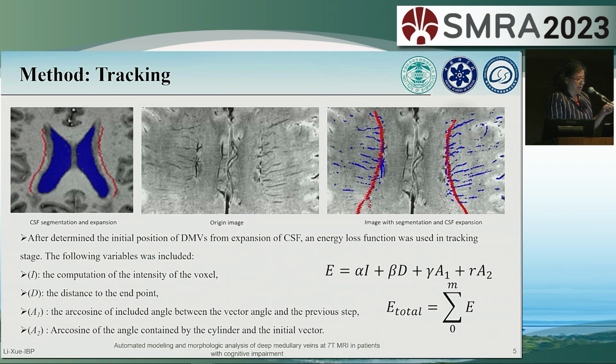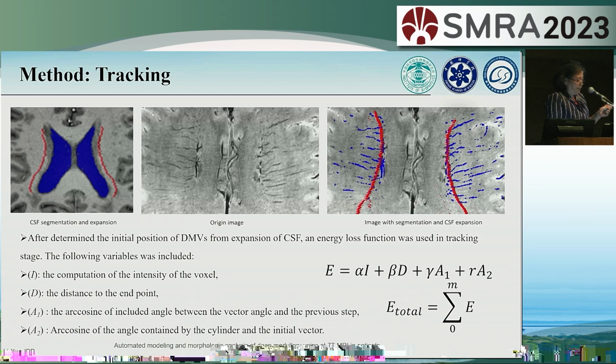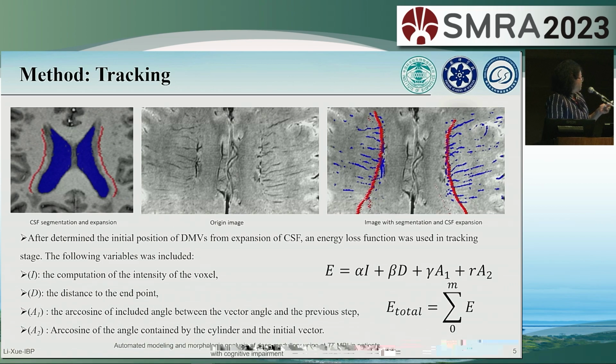That gives us the starting point of the veins by searching for the intersection of the starting point of the vessel. And then the following of the vessel also needs to consider the distance to the starting point, or we say end point here, and also consider the angles to the previous vector angles. So this is the energy loss function.